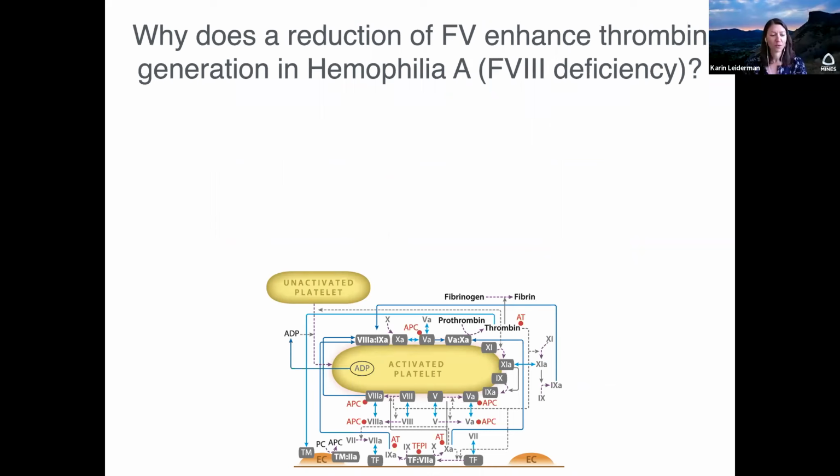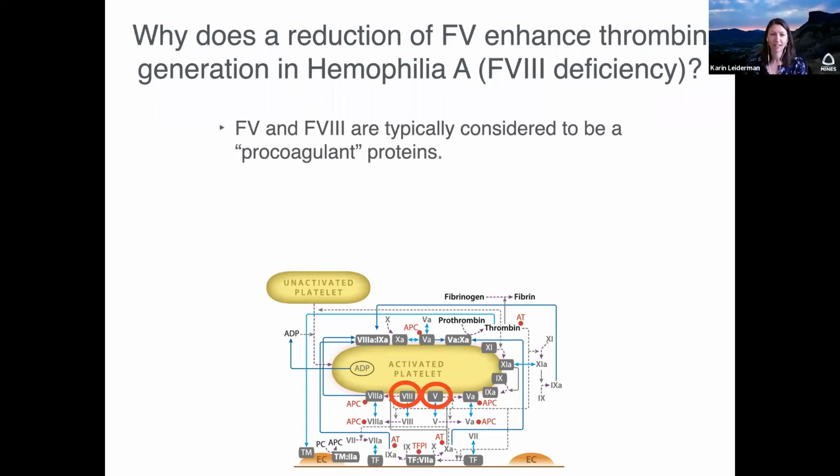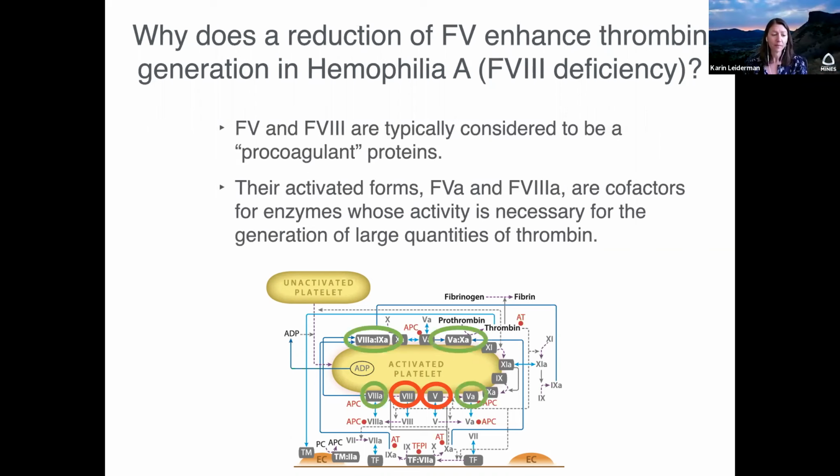So under normal non-hemophilic conditions, factor V and factor VIII are typically considered to be procoagulant, right? We need them. You need them to clot properly, right? And they aid in the thrombin generation. Factor V and factor VIII in their activated forms serve as cofactors for other enzymes that are necessary for generating a large amount of thrombin, okay? So those are just kind of shown here in green.